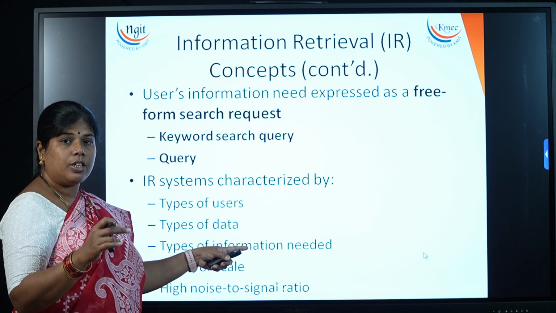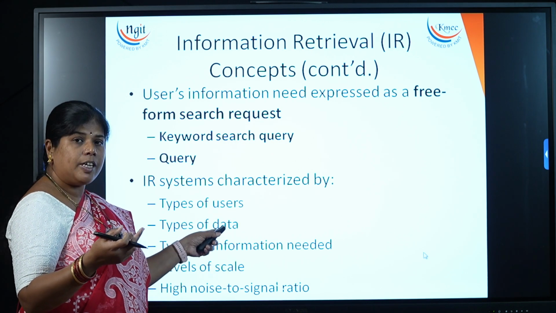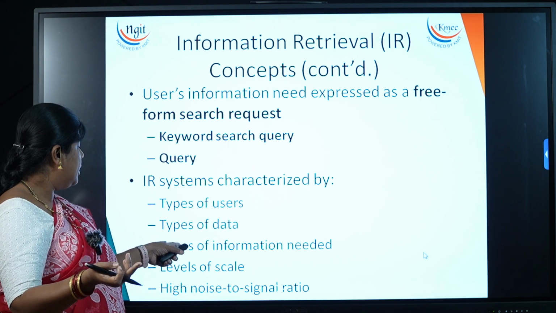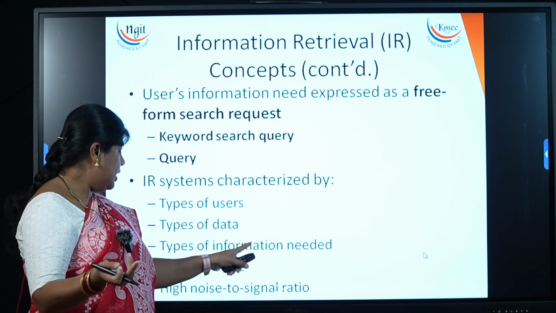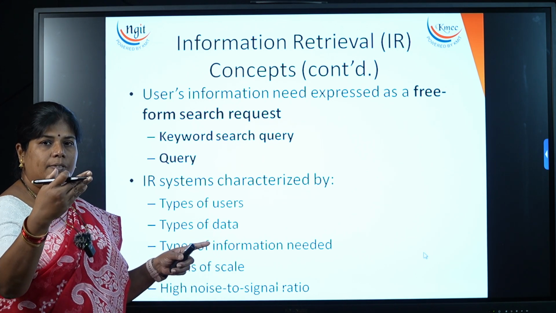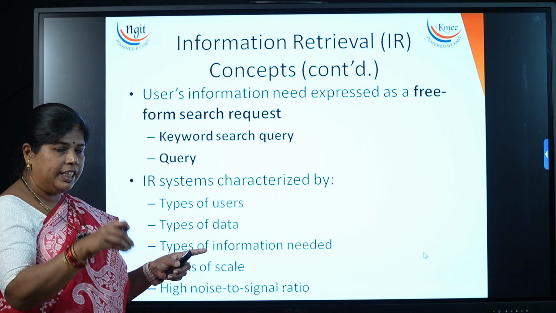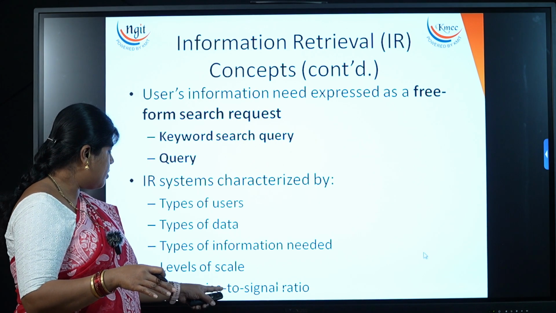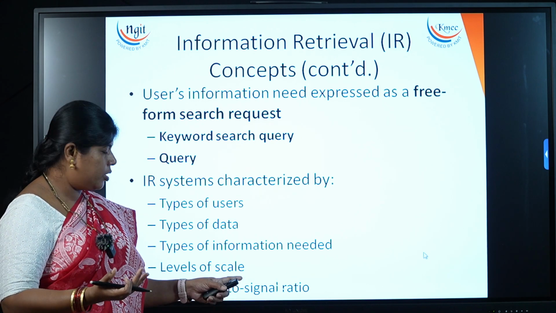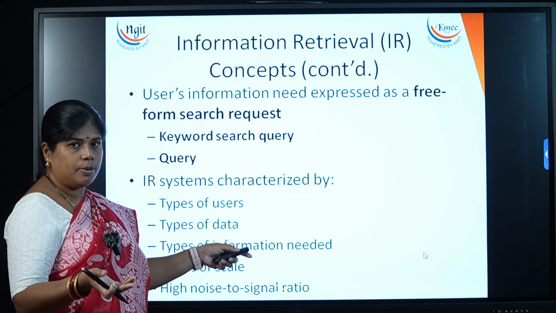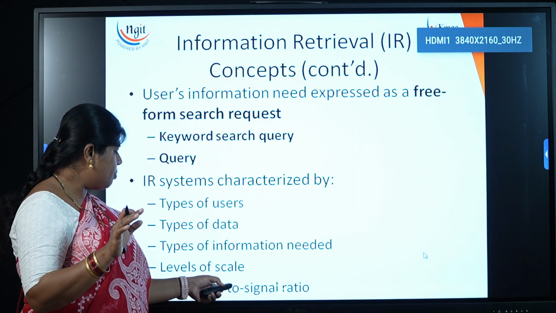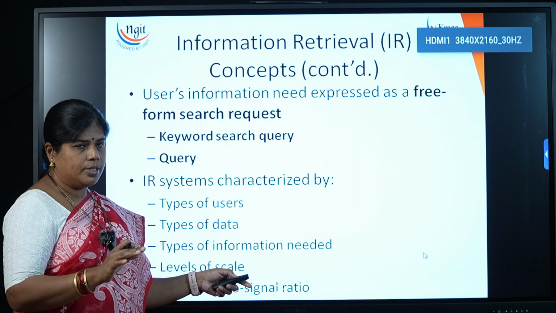Then the next one is what? Type of the data. Type of data means it is based on the user's requirement as well as your collection. Then type of the information needed. Yes, and then the level of scaling. Level of scaling means to what level you are able to go into the depth of that collection. And then the next one is what? How is your signal to noise ratio? Means how much clarity you have got for the information need of that particular user. Means whether there is clear information or whether there is some disturbance in that.